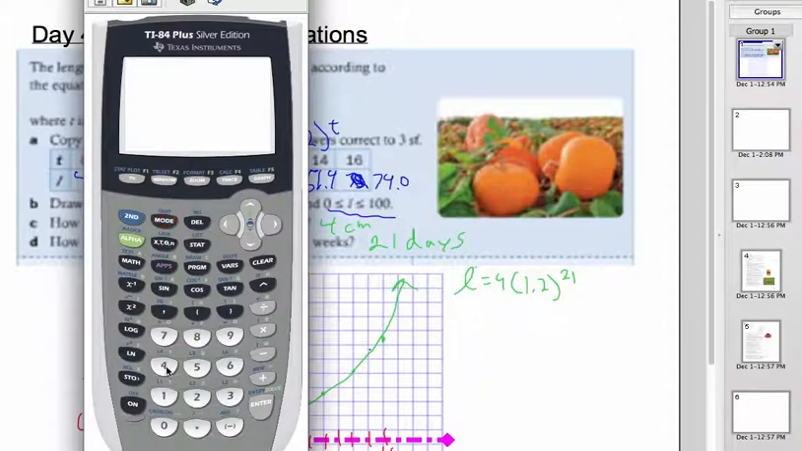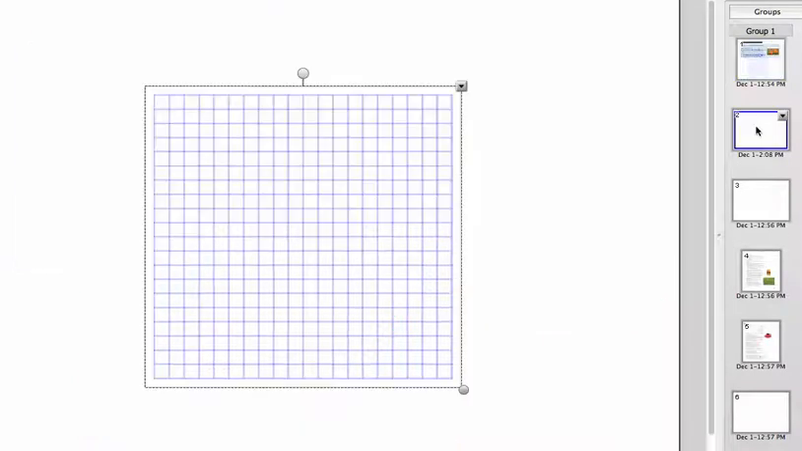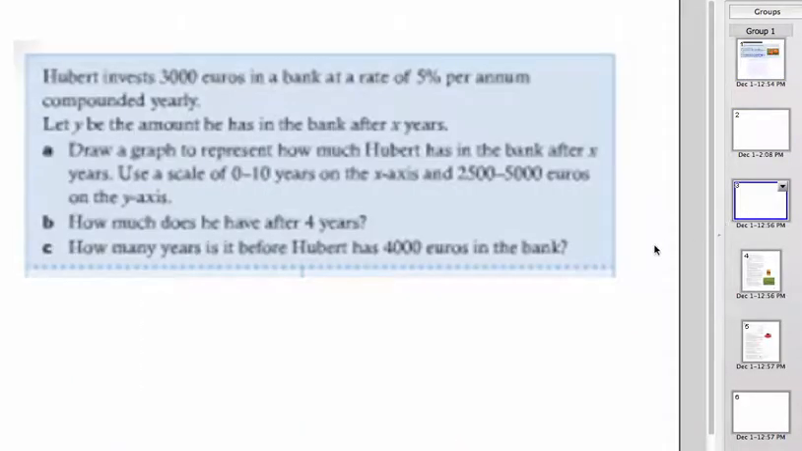Okay, so 4 times 1.2 to the power of 21 equals 184. So that's 184 centimeters. Okay, let's look at another example here.